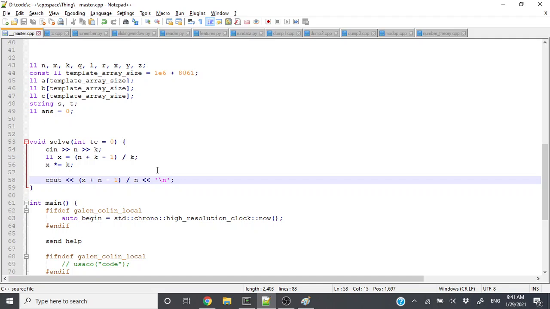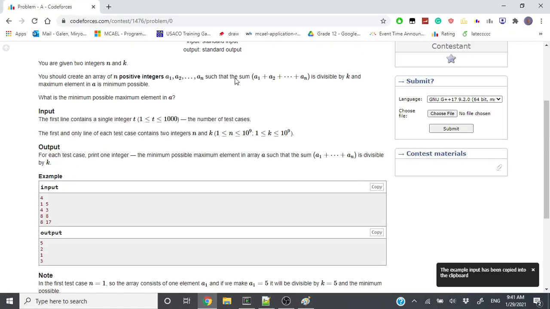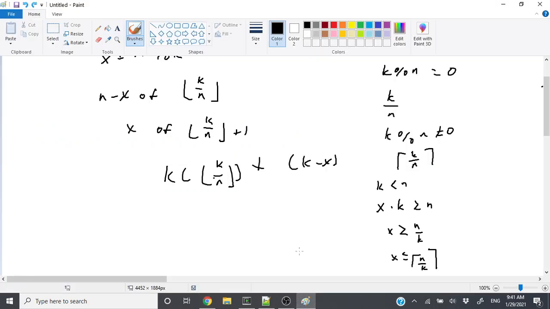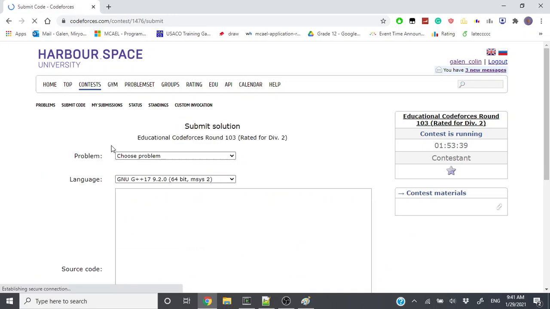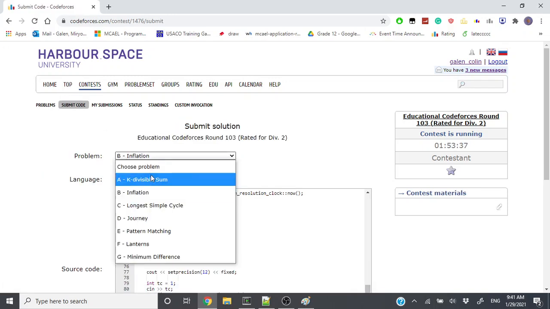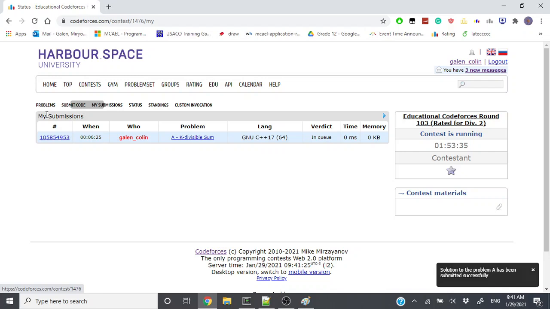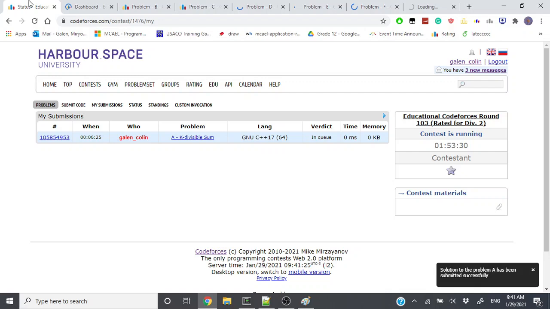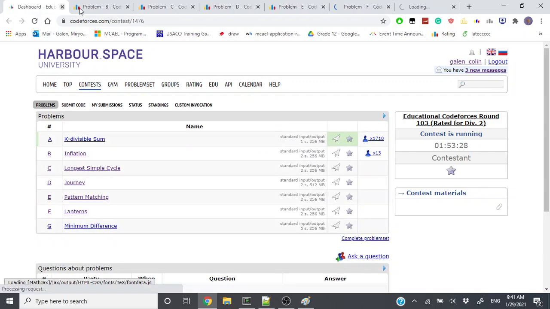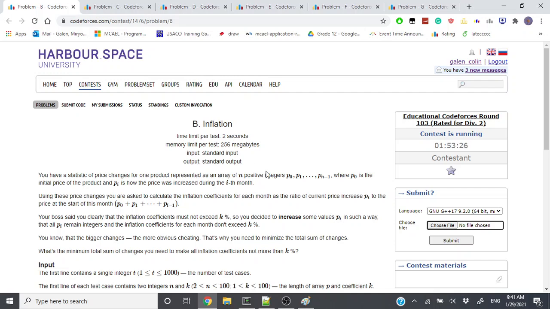So we first take the smallest multiple of k that's greater than or equal to n, because otherwise there's nothing we can do. We can't create a number that's smaller than k while having all the elements be positive, because that's not possible. And then using this construction, we can achieve the bound of ceiling k over n, which is, I think, definitely the best we can do. Being a bit slow today, but that's fine. I'm just trying to be stable. Okay, so that gives us A.